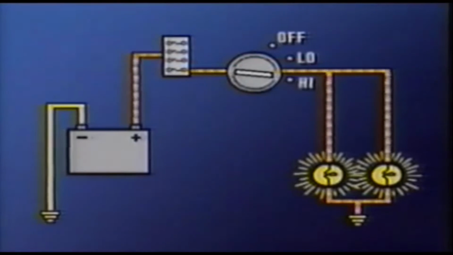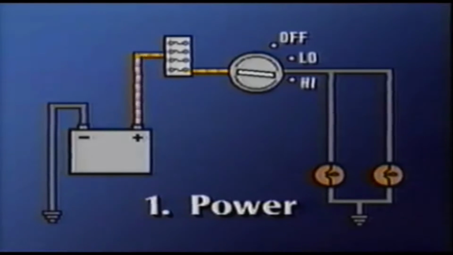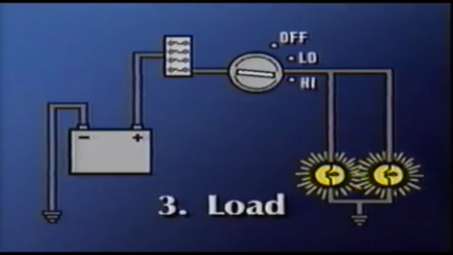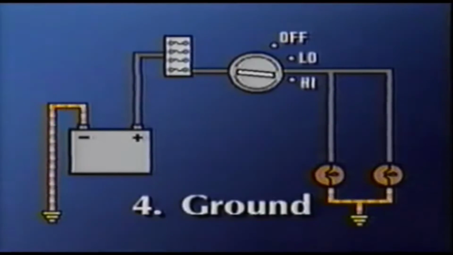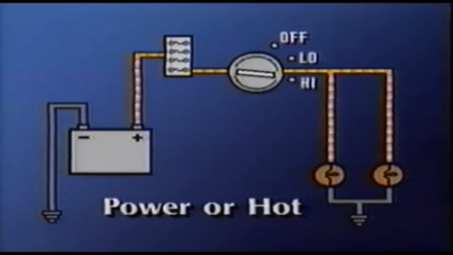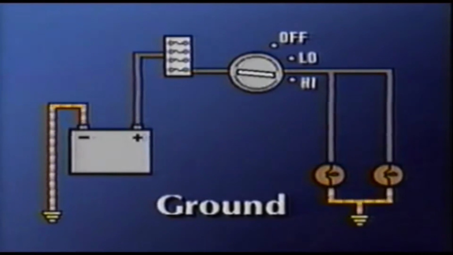Almost every circuit can be divided into 4 segments: the power or feed segment, the control segment, the load, and the ground segment. The power or feed segment runs from the voltage source to the input side of the switch. Next, in the control segment, the switch controls the power going to the third segment, the load. And the fourth segment grounds and completes the circuit. To simplify things, though, we'll divide the complete circuit into just two parts: the hot side of the circuit and the ground side.